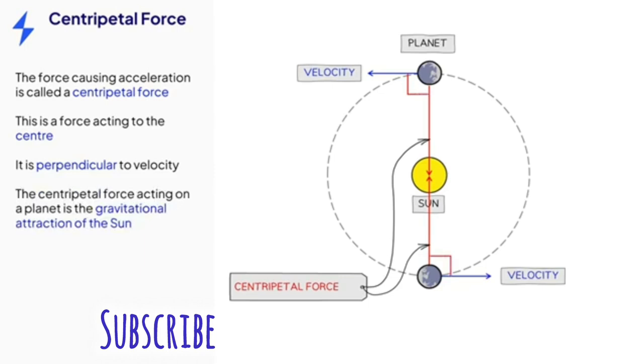In this case, the force acting towards the center is gravitational attraction. This is the centripetal force. However, in different scenarios, other forces act as the centripetal force. For example, if someone is swinging a ball on a string in a circular path, the centripetal force is tension in the string in this instance.